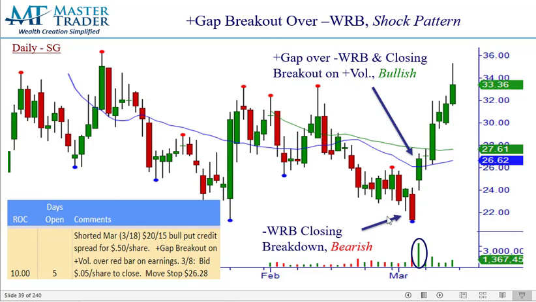The compelling pattern on SG here started on earnings. This was what we call a bullish professional gap. This stock was in a downtrend: lower lows, lower highs, declining 20 and 50. This was a bearish wide range bar, closing breakdown bar. That 100% communicated lower prices.